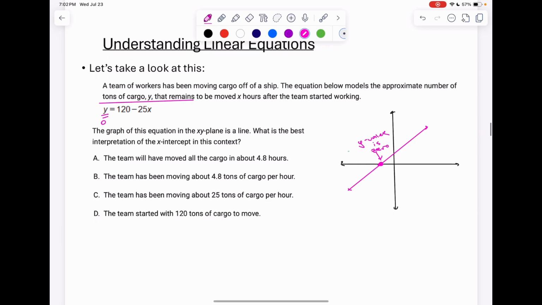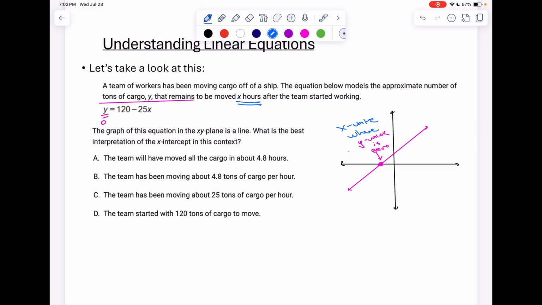Well, it's the x value where the y value is 0. So, actually, let me color code that. Let's make that the x value is what we're looking for where the y value is 0. Or in this situation, the hours value where the tons of cargo value is 0. What do you think that means?